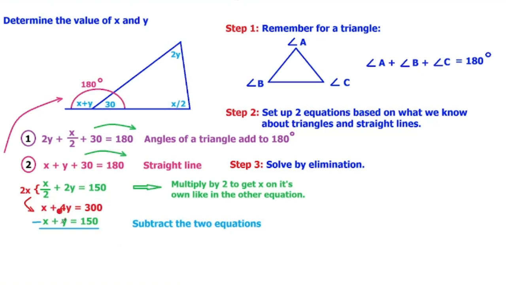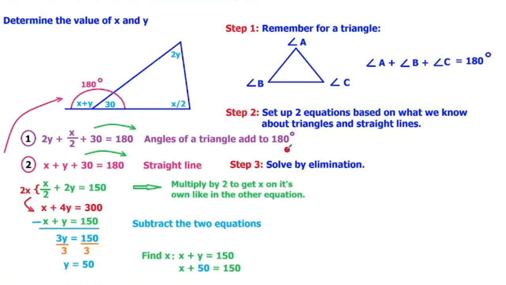So now we could subtract these two equations so we could get rid of the x. So this minus this goes away. 4y minus y gives you 3y. 300 minus 150 gives you 150. Now we can solve for y. We can divide both sides by 3. So y equals 50.